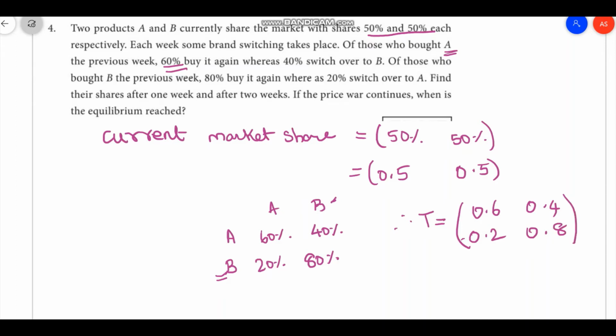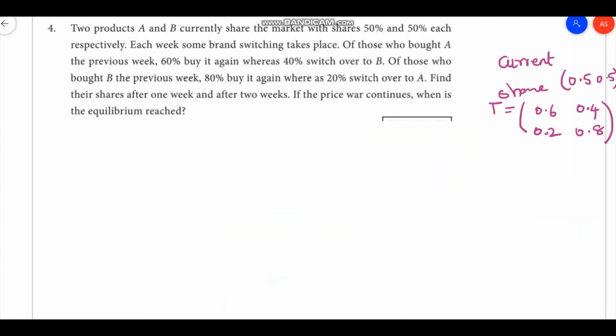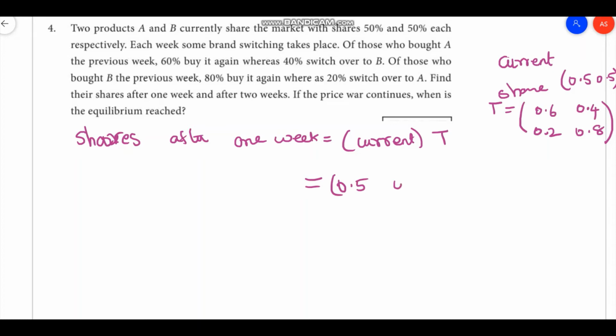Now what do we have to do? We have to find the shares after 1 week. What is shares after 1 week? We take the current share and multiply with the transition matrix. The current share is 0.5, 0.5. This has to be multiplied with the transition, which is 0.6, 0.4, 0.2 and 0.8.